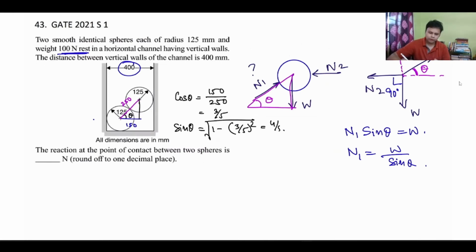So I can substitute the value. N1 is equal to W, which is 100, divided by 4 by 5. So what is the value of N1? N1 is equal to 125.